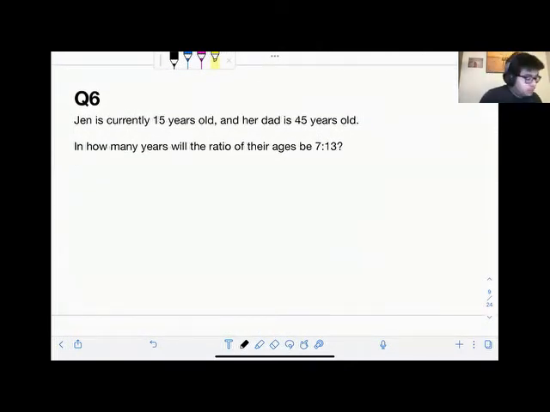Question 6 naman po. Oh, age, no? Age. Jen is currently 15 years old and her dad is 45 years old. In how many years will the ratio of their ages be 7:13?